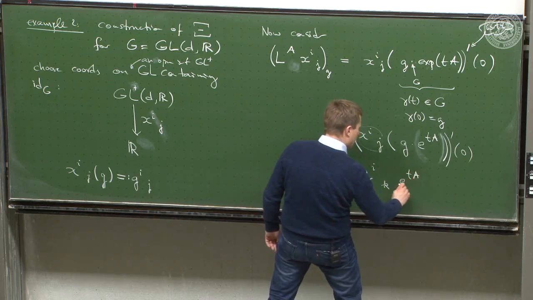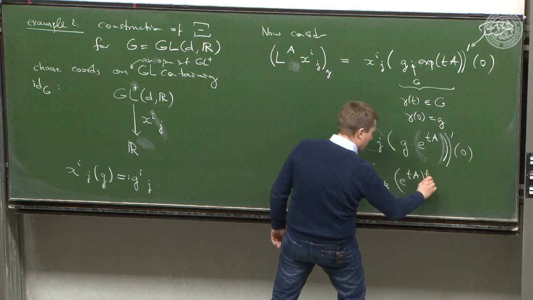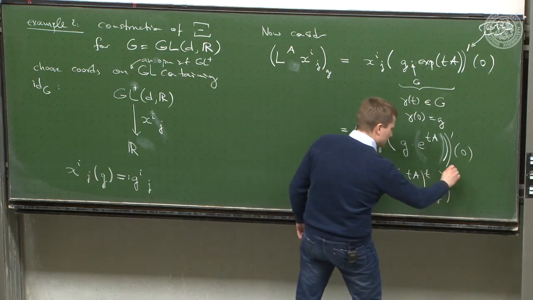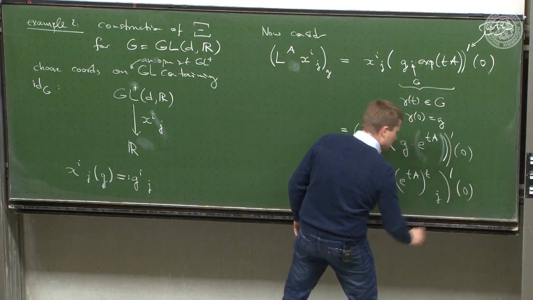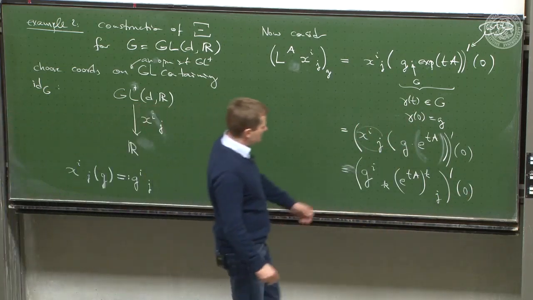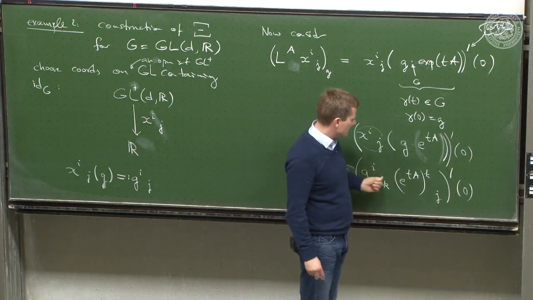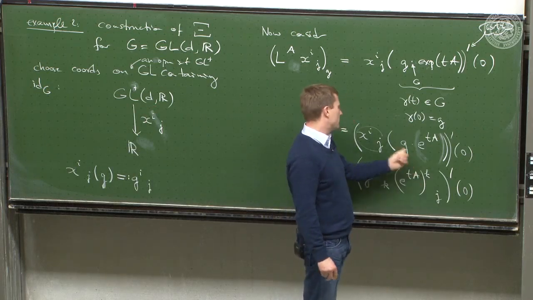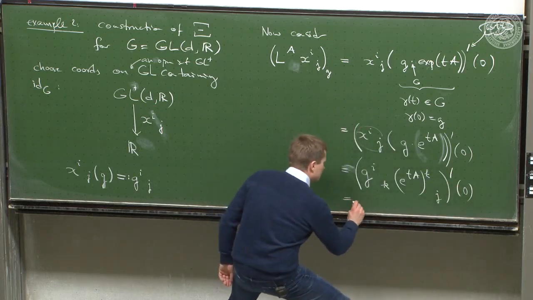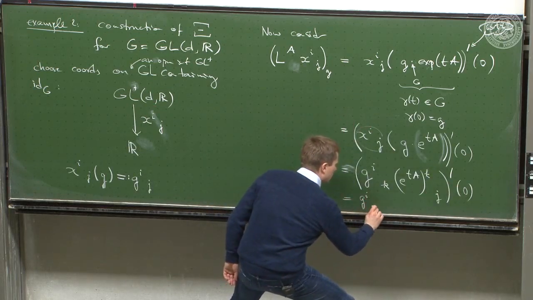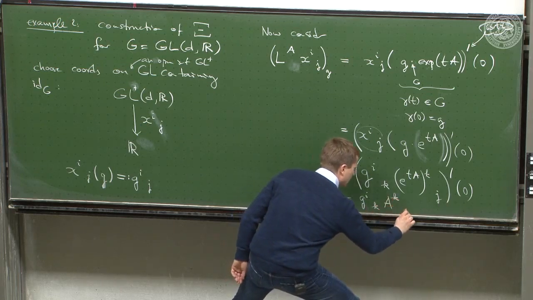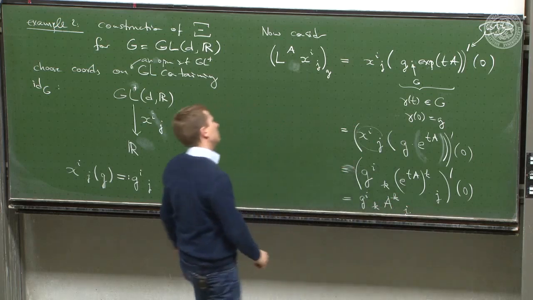e^(tA)_kj, all of this derived with respect to t at point 0. But of course, this is a fixed matrix, so it only acts on here. It pulls the A in front. It evaluates at 0. The result is g_ik A_kj times the identity.